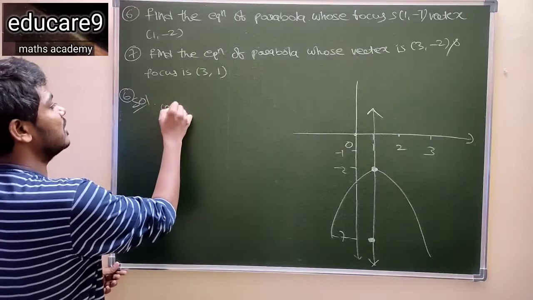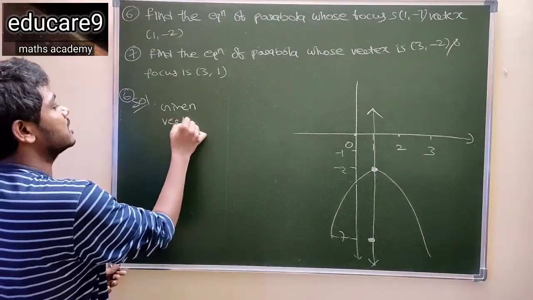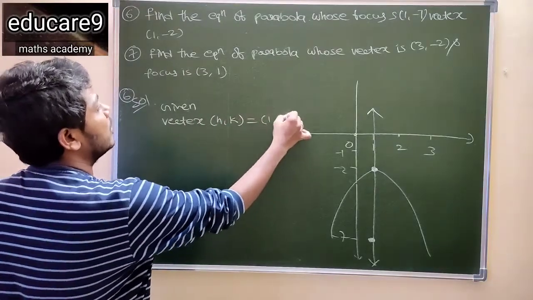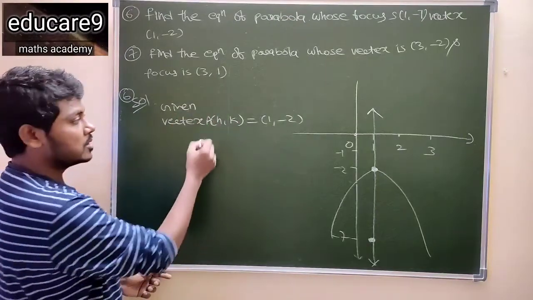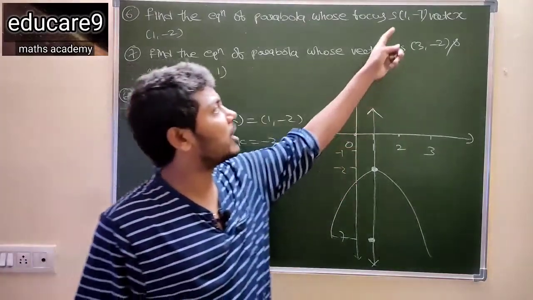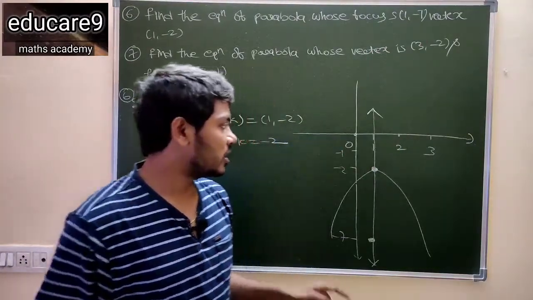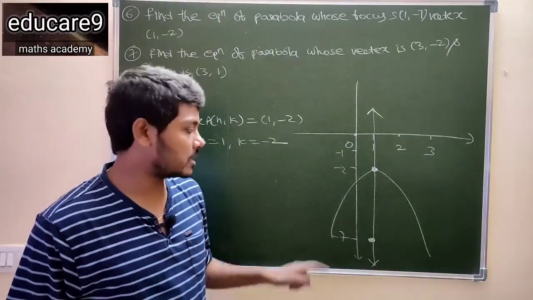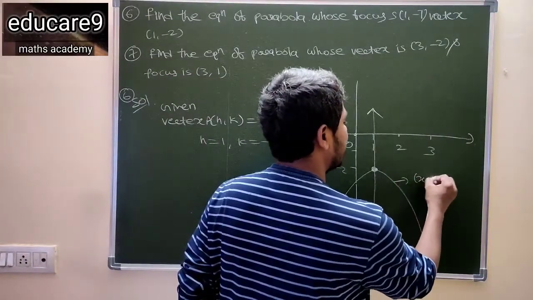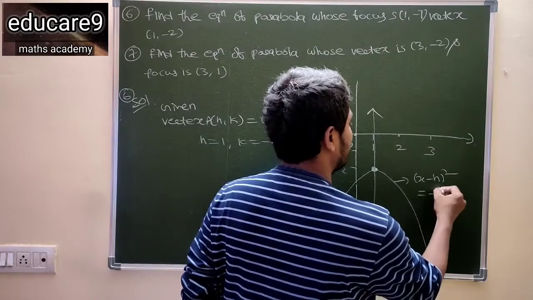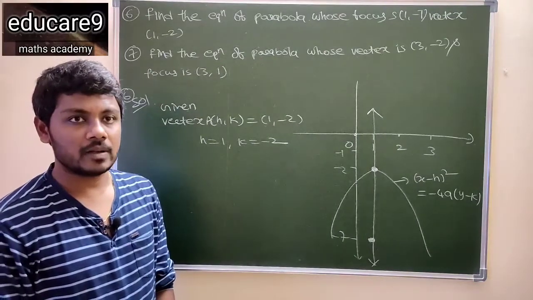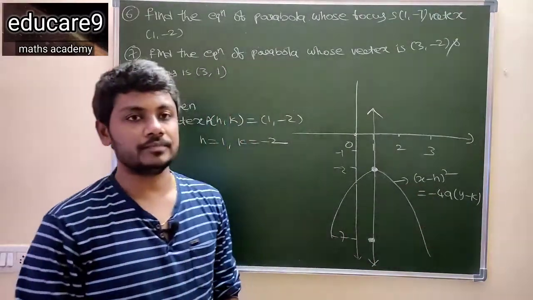See here, given vertex, that is (h, k) is equal to what? (1, -2). So where h is equal to 1, k is equal to -2. And focus is what? (1, -7). So clearly this parabola opens in the negative y-axis direction. See here, whose equation is (x - h) whole square is equal to -4a into (y - k). So that is the equation of the parabola.